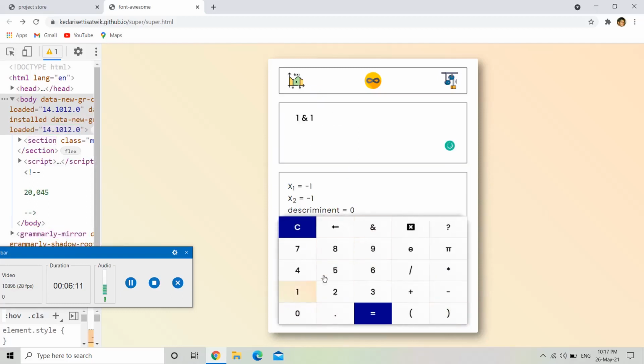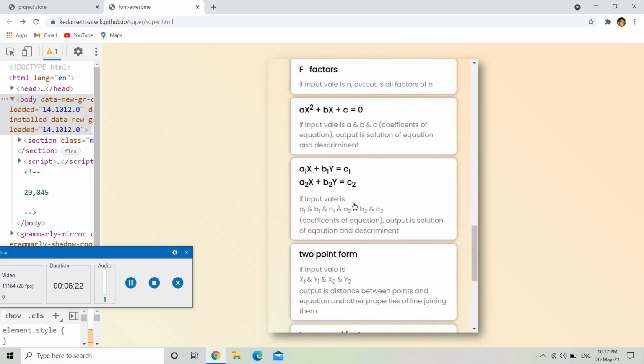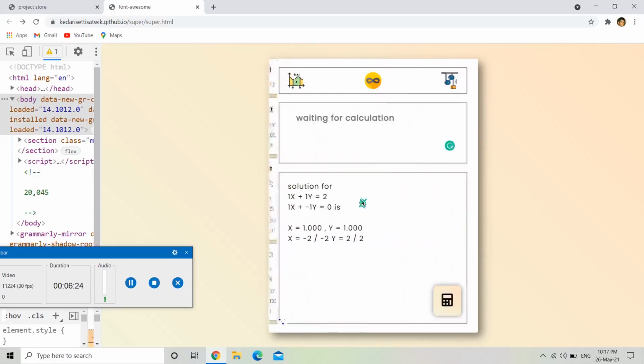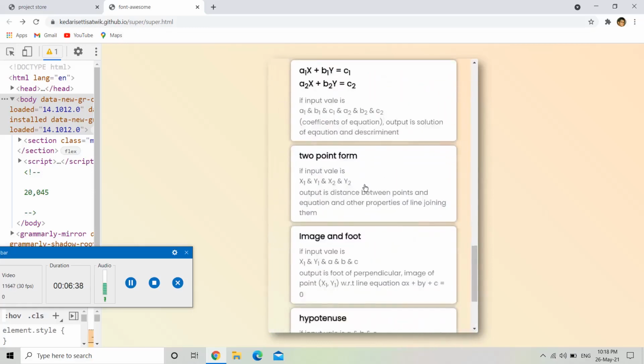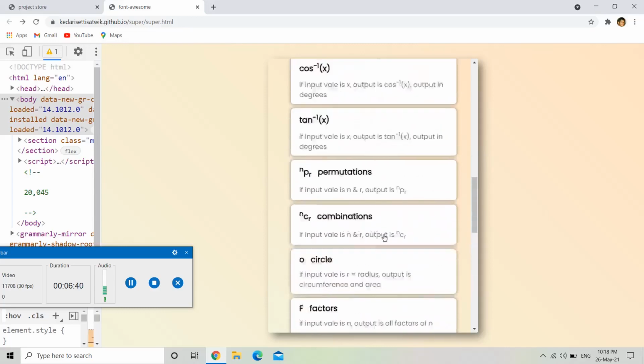If we have a1, a2, a3 and b1, b2, b3 like this, so here the solution for x plus y equals 2 and x minus y equals 0 is x equals 1 and y equals 1. It is also written in the fractions form. So now let's see another thing, the 2-point form.